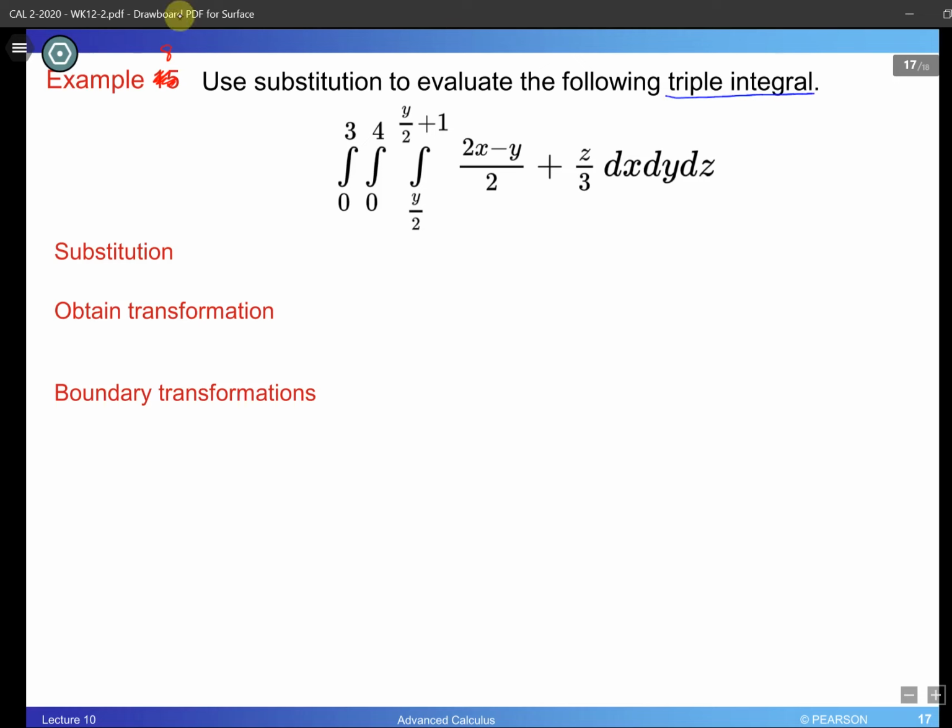This is the multi-variable function in terms of x, y, and z right here. Okay, let's write down that function right here. F of x, y, z equal to 2x minus y over 2 plus z over 3. Alright, and dx, dy, dz, of course, this is the differential volume in terms of x, y, and z. Looking at this function, it is not that complicated. We can work on this directly without having to use the sub technique.